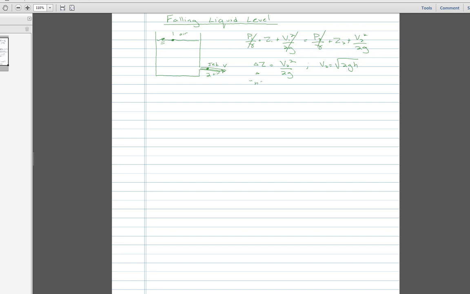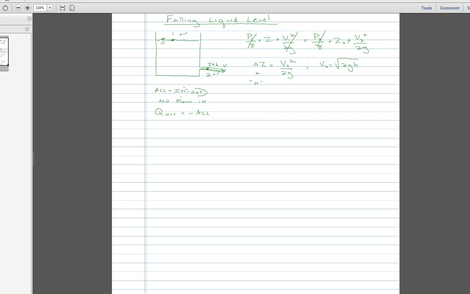Now remember, the continuity relationship is that accumulation is in minus out. That is, there's going to be a net increase of water inside of the tank if the flow in is bigger than the flow out, and there will be a net decrease if the flow out is larger than the flow in. In this case, there's no flow in, and what we have is that the accumulation will be equal to the flow rate out. So Q out is the negative of the accumulation. We're going to see the liquid level decrease because of the flow rate out.